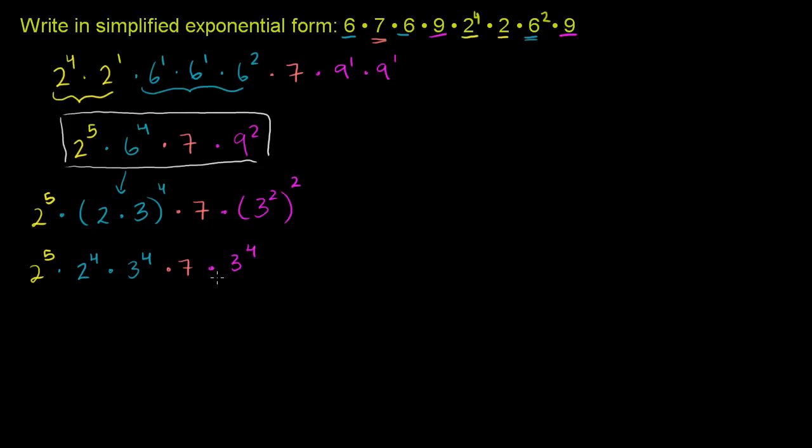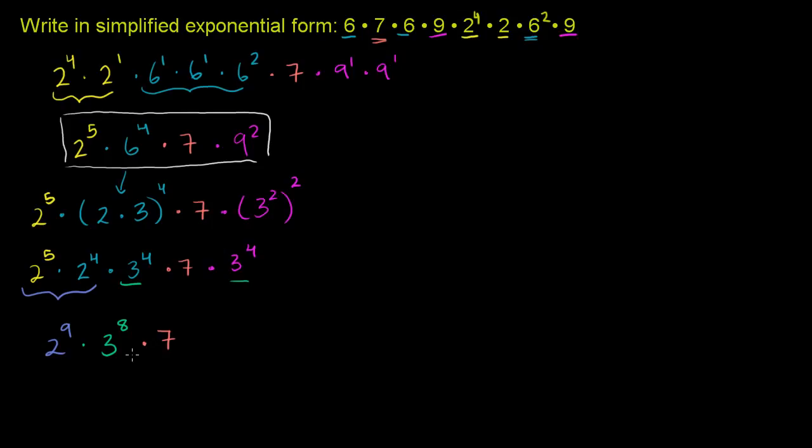So now we have more bases we can merge. We have these 2's here. 2 to the fifth times 2 to the fourth. What's that? Well, that's 2 to the 5 plus 4. That's 2 to the ninth power. Then you have your 3's over here. Let me do that in green. You have 3 to the fourth, and 3 to the fourth, what's that going to be? That's going to be 3 to the 4 plus 4 power, or 3 to the eighth power. And then finally, you have this 7 sitting over there.